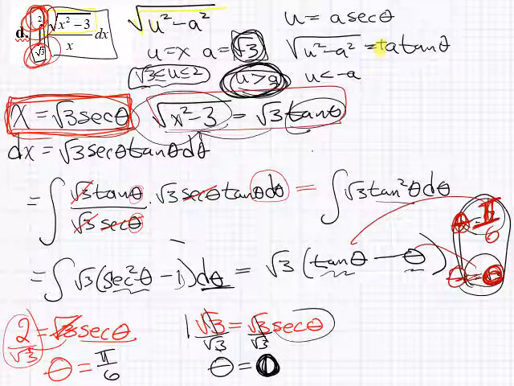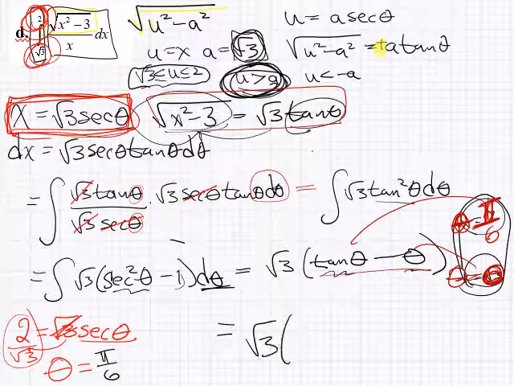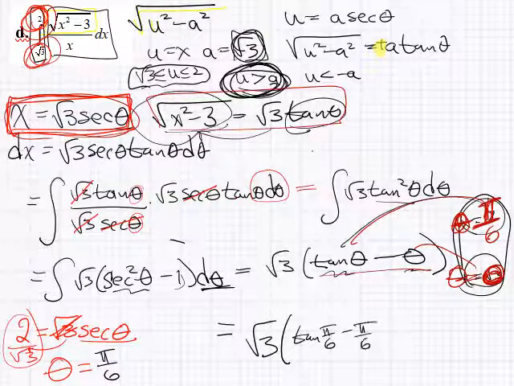Well, now that these are theta values, they can go right in here. It's probably easier to plug those into here than to plug those into what we had before. So I'm going to try and get this cleaned up here. And now we get the square root of 3 times tan of pi sixth minus pi sixth, minus tan of 0 plus 0.